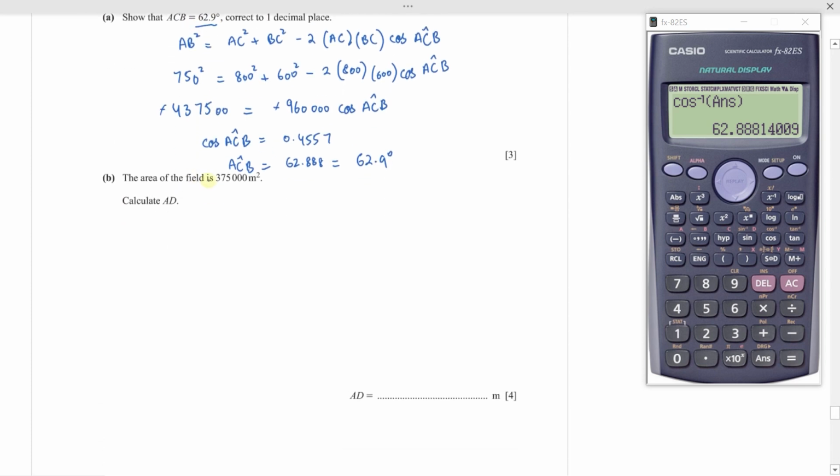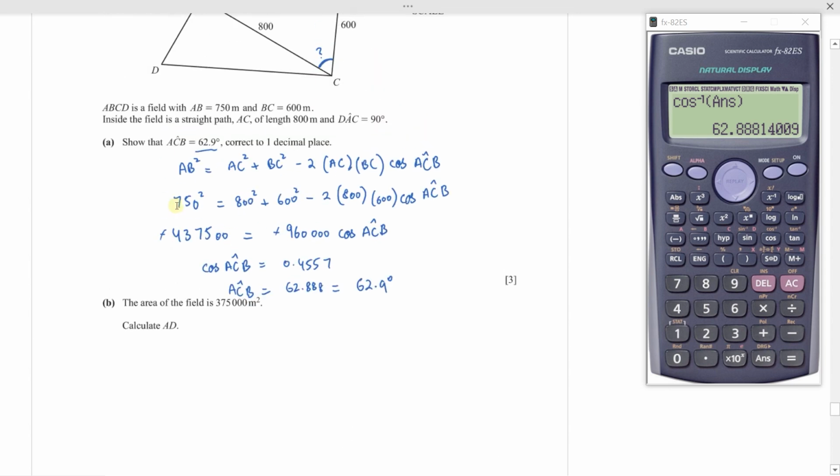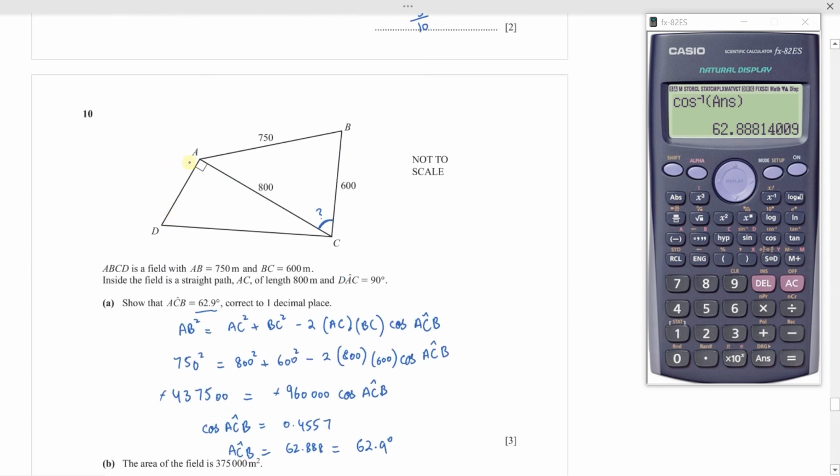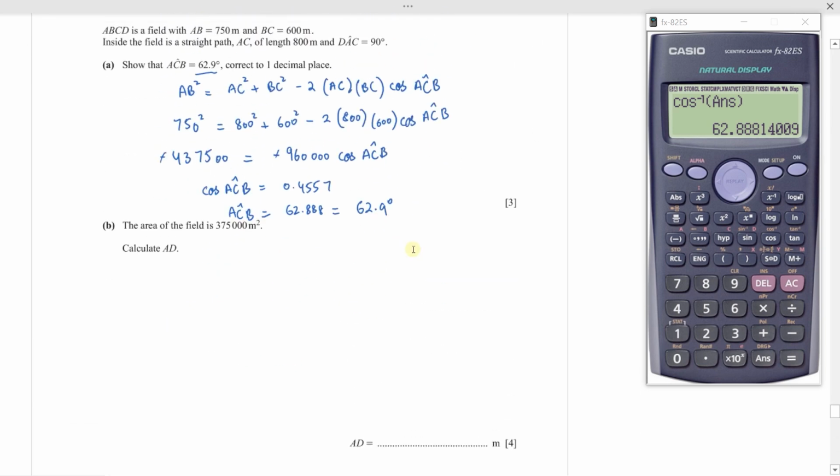The next part is the area of the field is 375,000 meters squared. Calculate the length AD. AD is this length, and we are given that the total area of the field is 375,000. So the total area is the area of this triangle plus the area of this triangle, so area of triangle ACD plus area of triangle ABC. So let me write it down here.